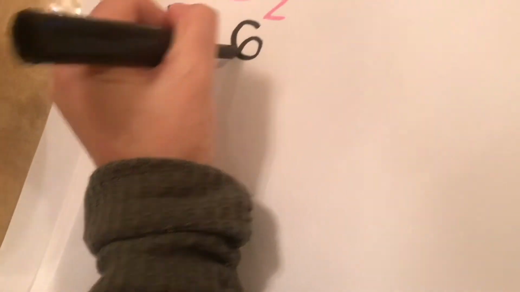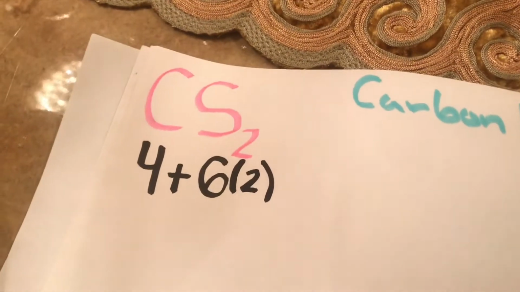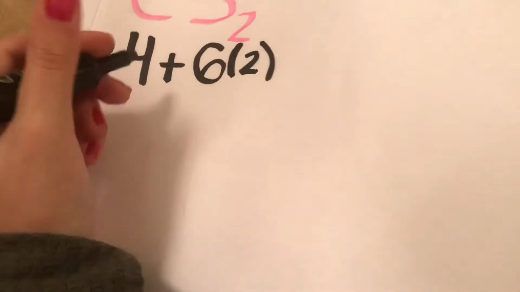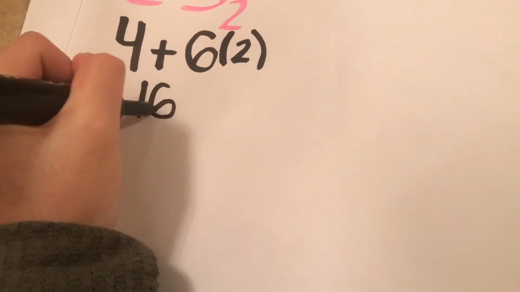So to begin, we see that carbon is in group 14, meaning it has 4 valence electrons, and sulfur is in group 16, meaning it has 6 valence electrons. Now, according to the subscript, we can see that there's 2 sulfurs, so we should multiply the 6 by 2 and add them together. Now, 4 plus 12 equals 16 valence electrons that we will need to use to draw our Lewis structure.